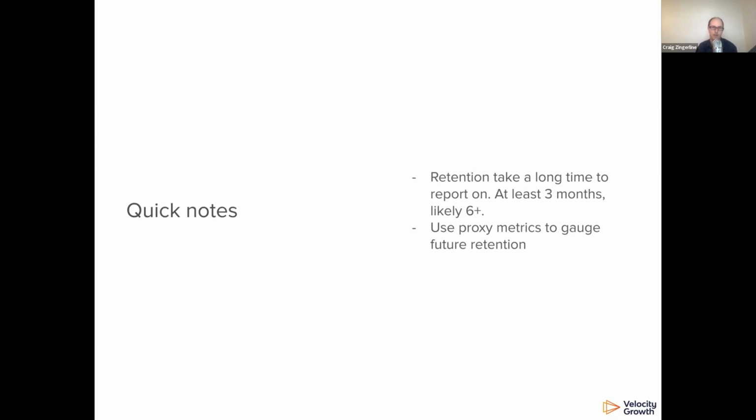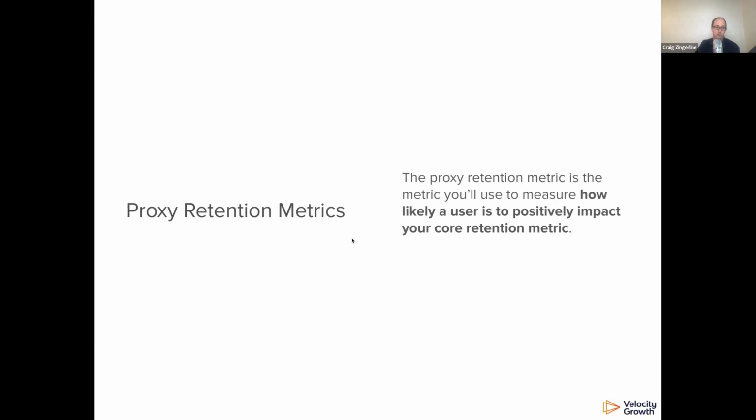And we call these leading indicators proxy metrics. So you can use these things called proxy metrics to gauge future retention. So your proxy retention metric is effectively how likely is a user to positively impact your main retention metric. So if you're a subscription business, you have to find an earlier metric that will lead to subscription signups, but isn't the subscription signup itself, because that's probably going to take time. And the more you charge, the longer that time is going to take.